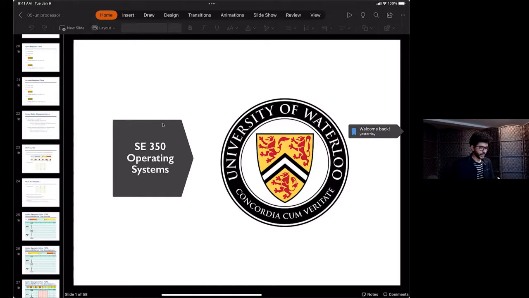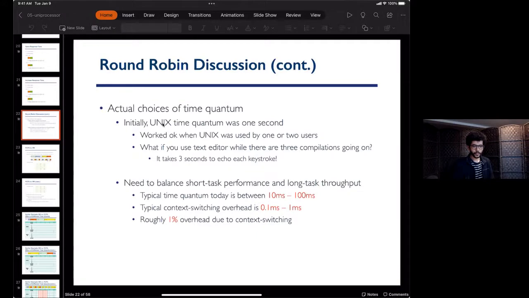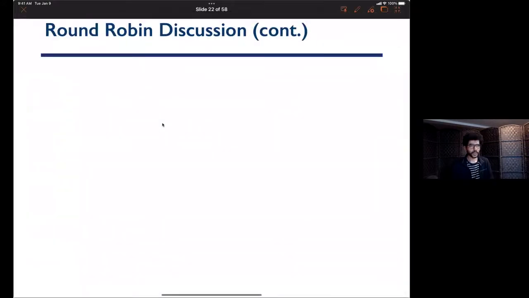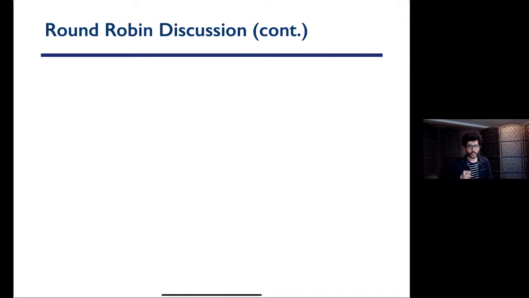Now we discussed how changing the length of the time quantum affects the average response time. So now let's continue with our discussions about round robin.